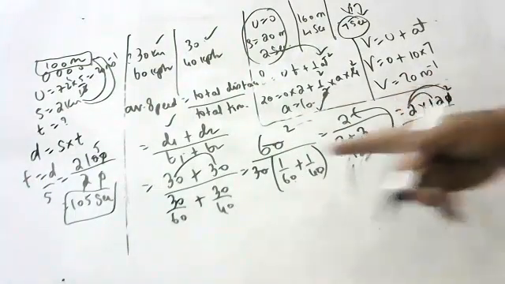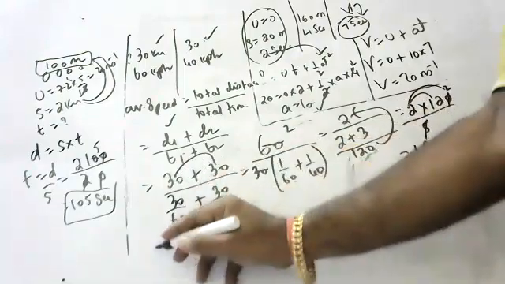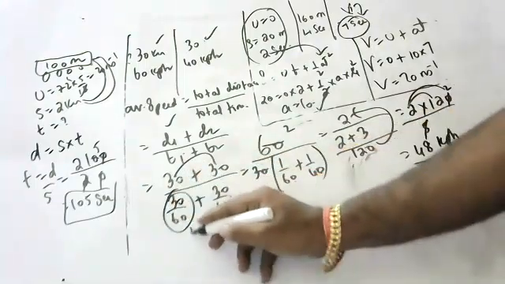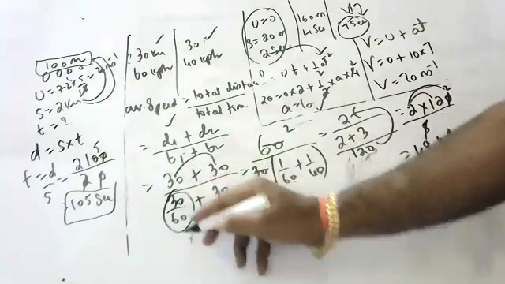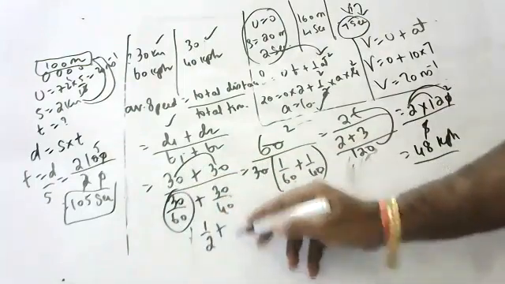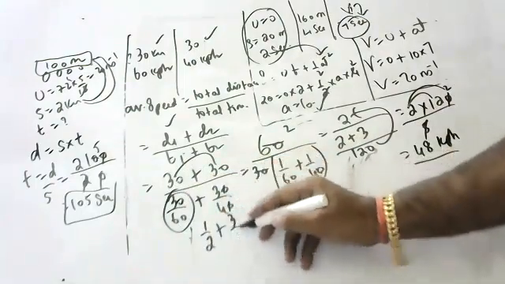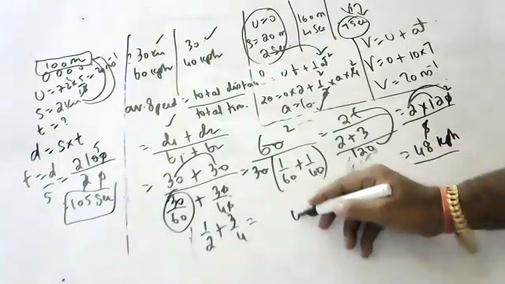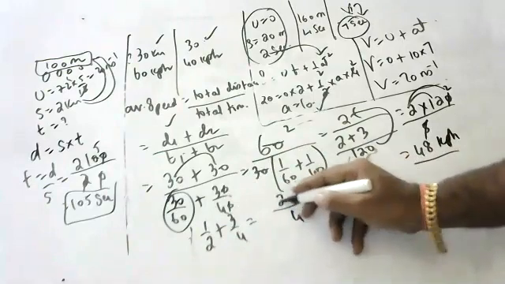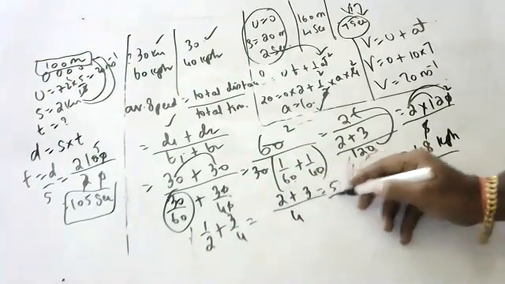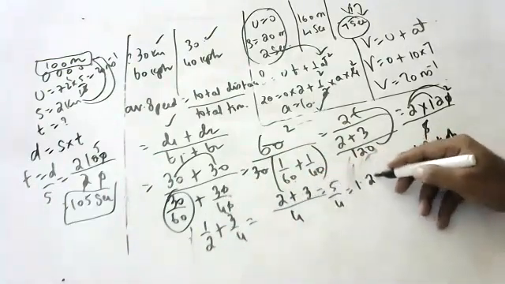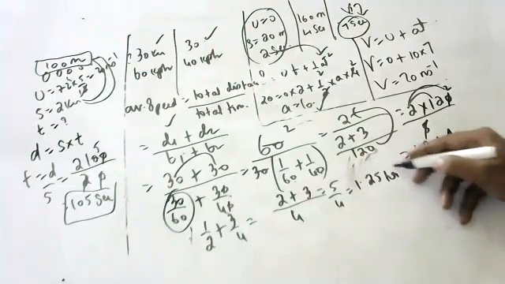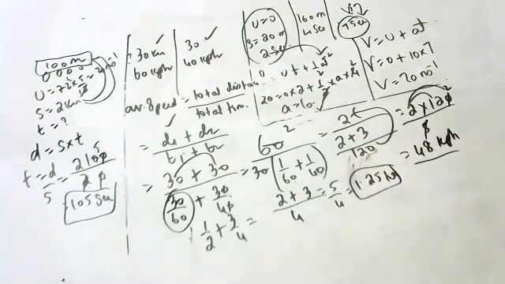Understood how to do it? Total distance by total time. Now what is the total time? 30 by 60, that is 1 by 2, plus 30 by 40, that is 3 by 4. 1 by 2 plus 3 by 4 is how much? 2 2s are 4 plus 3, 5 by 4. That is 1.25 hours. Okay, understood, children? Yes, sir.